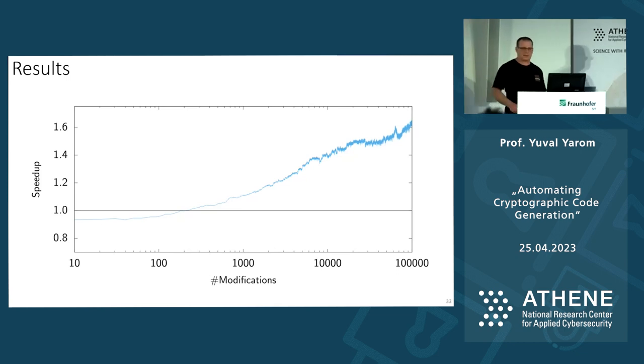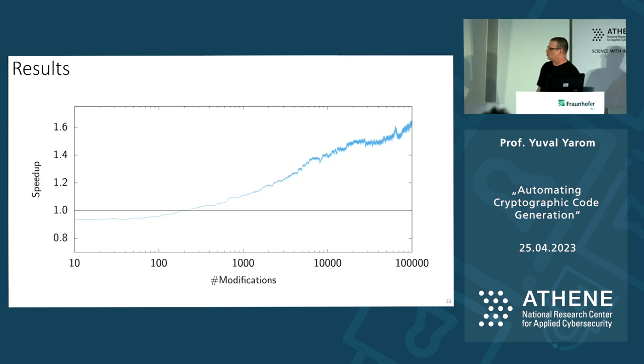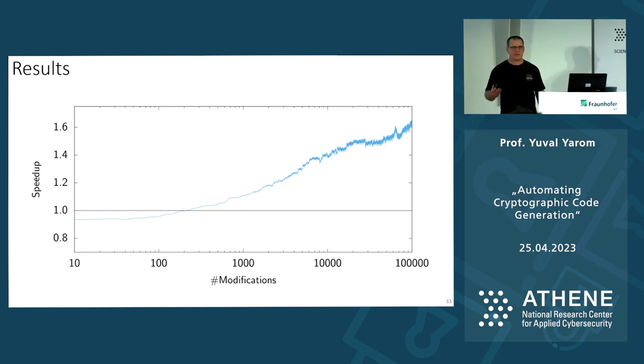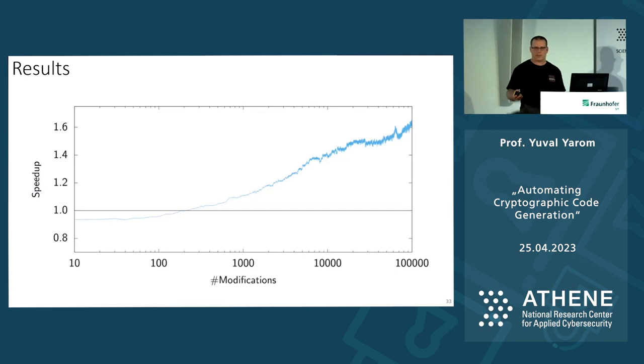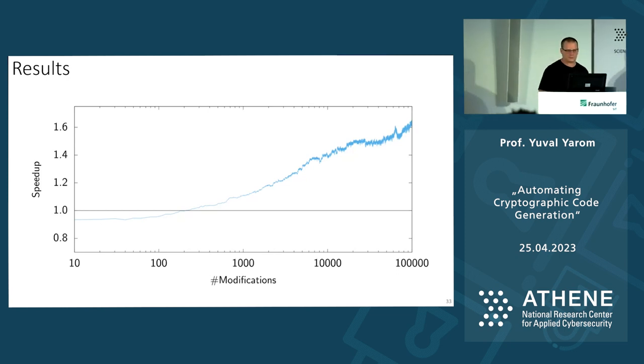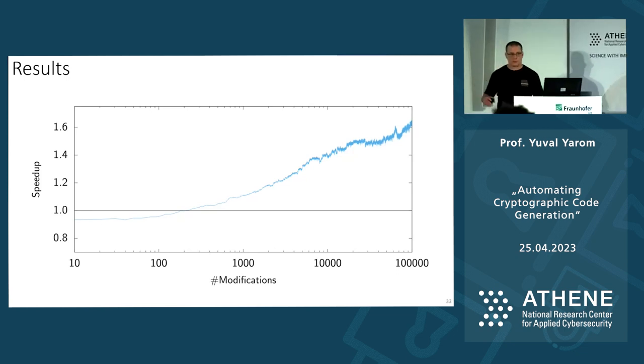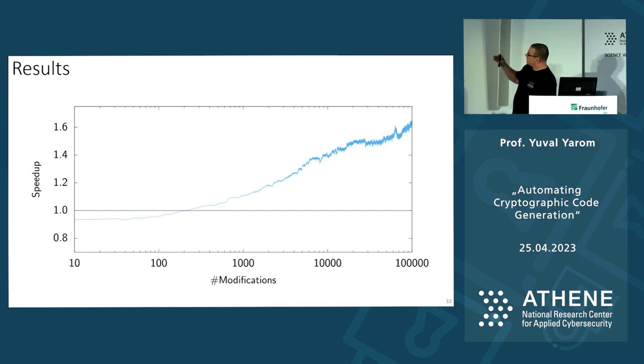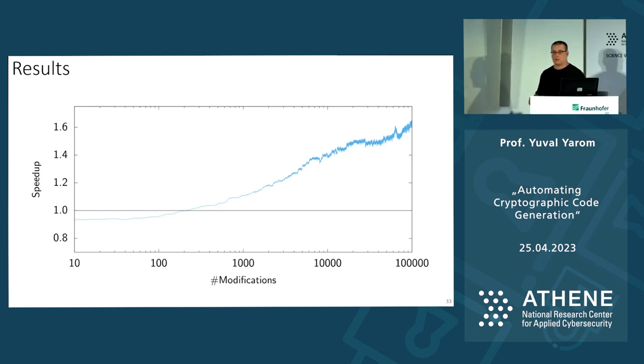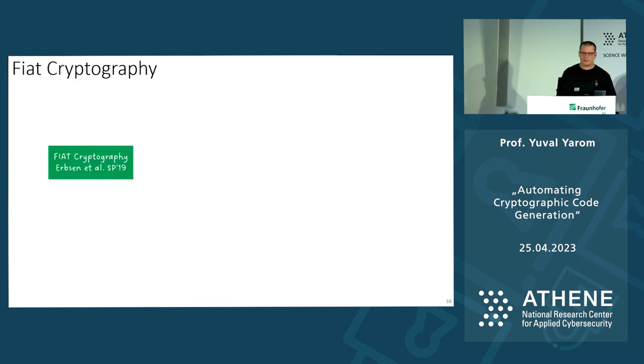On the vertical axis, we have the speedup compared to the same code compiled with GCC -O3 -march=native. So we optimize as much as GCC allows us to for the specific architecture it runs on. We start out 10% slower than the code that GCC produces with random code. But as we progress, our code gets better. In this specific example, it gets to be 60% faster than GCC, which is quite a nice achievement.